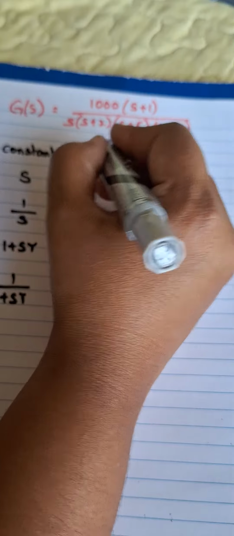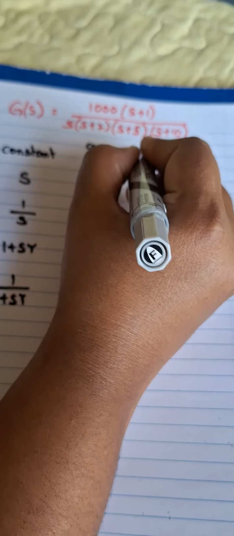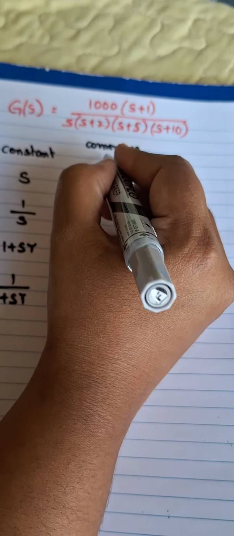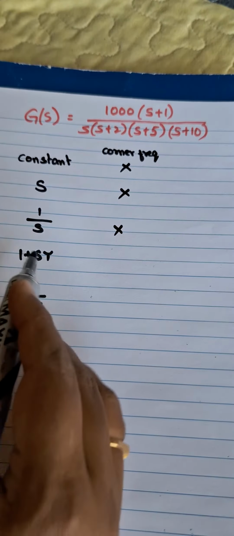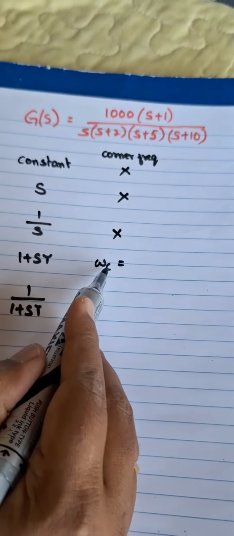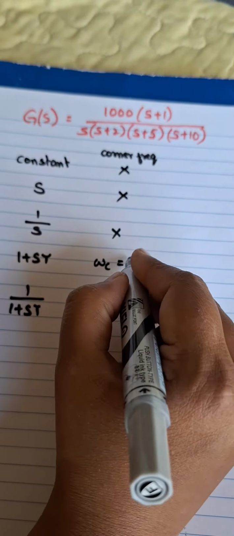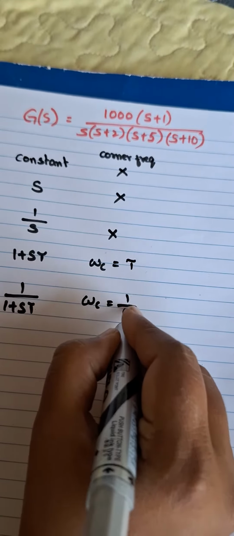So for constant, what is our corner frequency? For constant, we don't have any corner frequency. For s, we don't have corner frequency. 1 by s also, we don't have any corner frequency. But for 1 plus s tau, the corner frequency is 1 by tau. For 1 by 1 plus s tau, the corner frequency will also be 1 by tau.